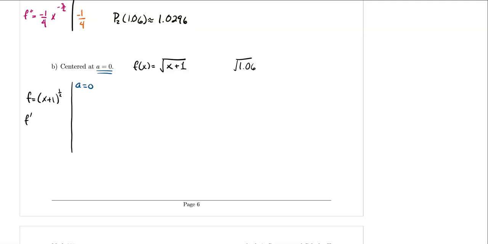Now we'll have here the first derivative. Oops, I missed the 1/2. The first derivative is going to be 1/2 times x plus 1 raised to the negative 1/2, times the derivative of the inside, because it's a chain rule problem, so it's just times 1.